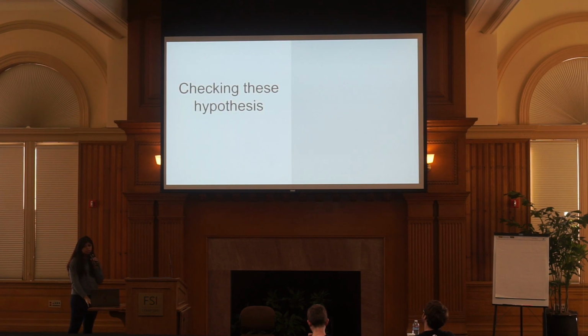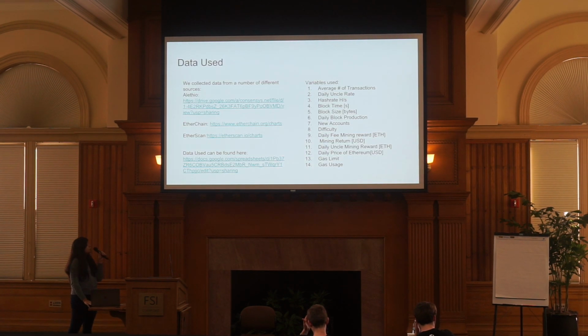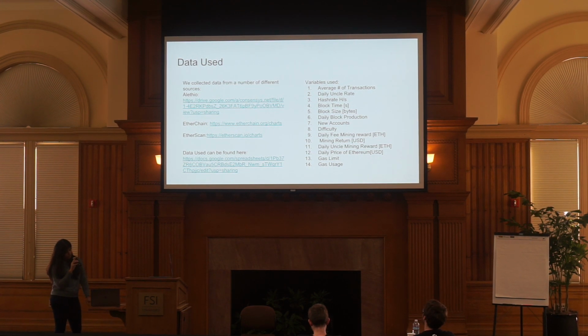And so we started testing all of these hypotheses. We have collected data from Alethio, Etherscan, and Etherchain, and we're going to share all this data so that people can also start doing their own analysis. And essentially, these are the variables that we've used, so they're all numbered there.